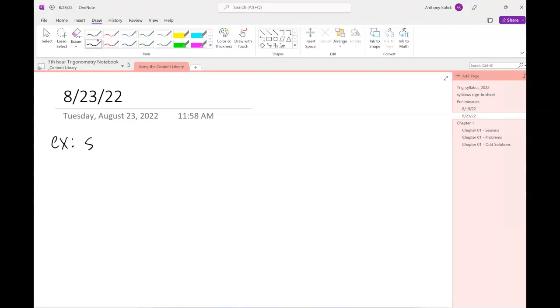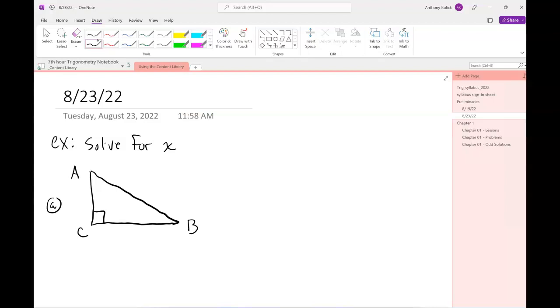Actually, let's put it here. Okay. So let's do a couple of examples. And by a couple, I mean we'll do 5 or 6 or 7, something in that neck of the woods. So we'll look at a couple of different varieties.